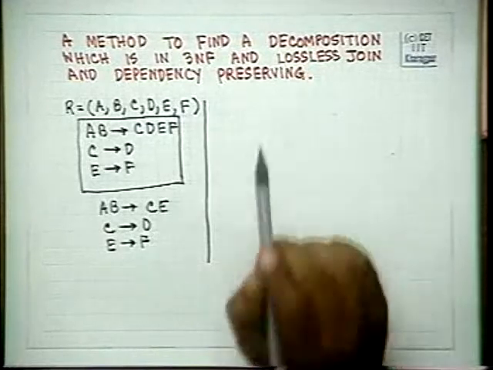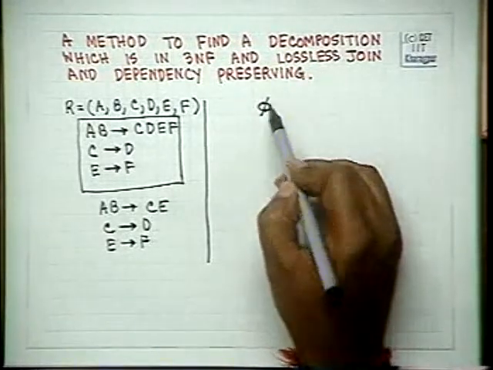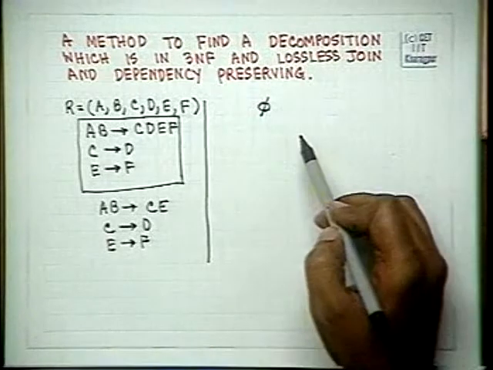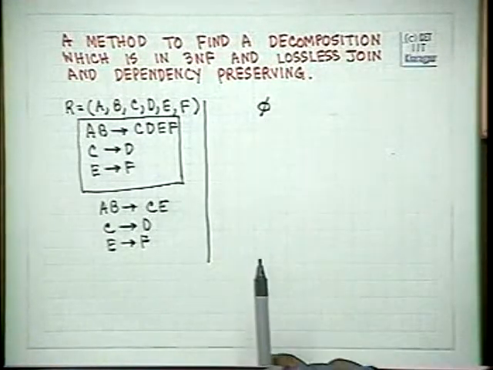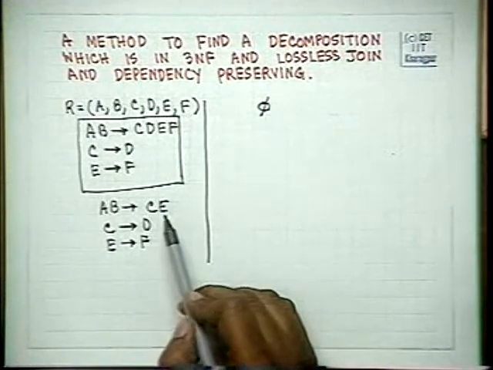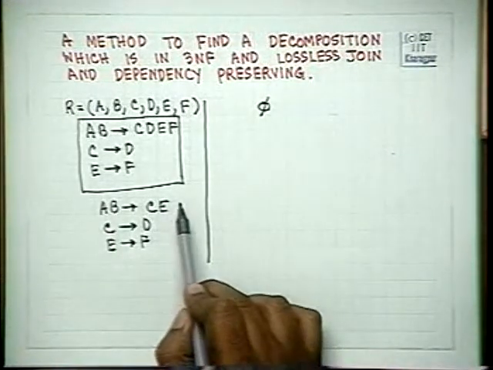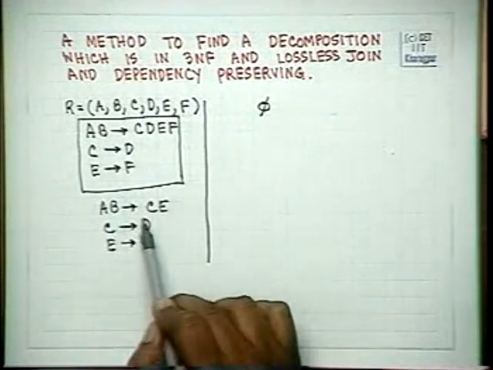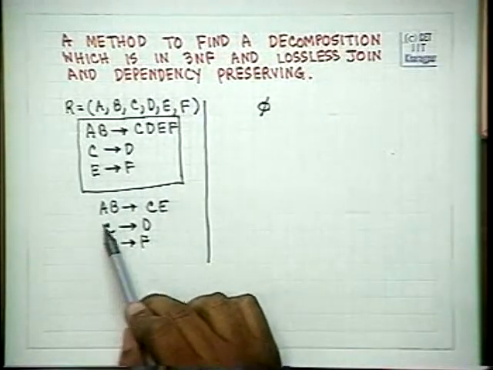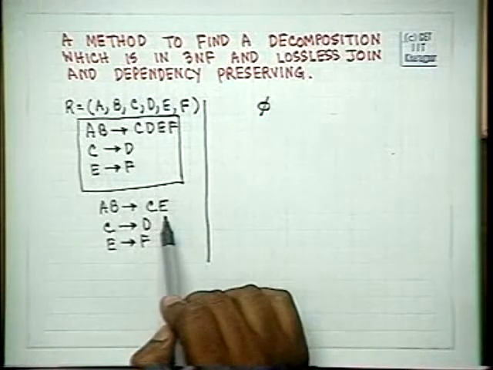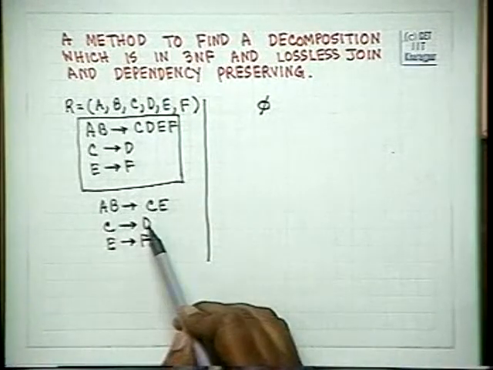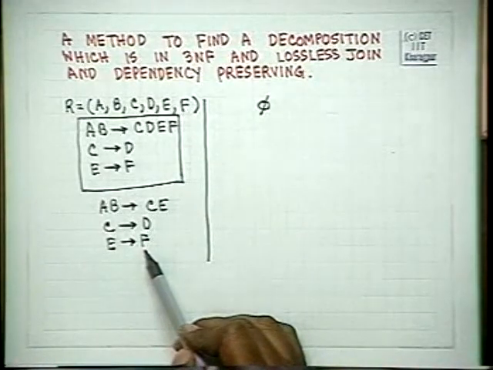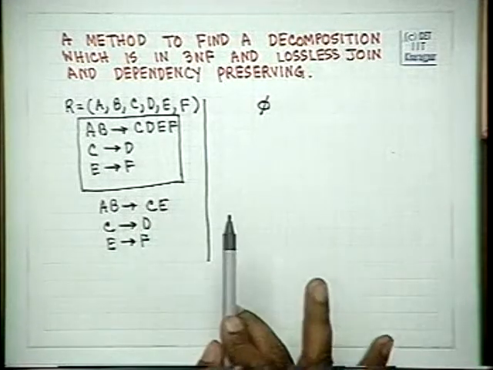Initially, your set of decomposed relations is null. There is no relation. This is a synthesis approach in comparison with the decomposition approach which we mentioned in the previous algorithm. This is a synthesis approach. And this proceeds as follows. Pick up any relation scheme and see whether it satisfies 3NF. This satisfies 3NF? No. This satisfies 3NF? No. So the relation scheme is not in 3NF.